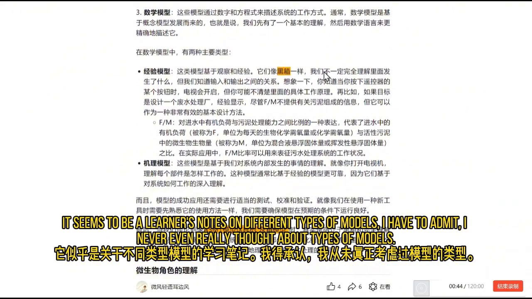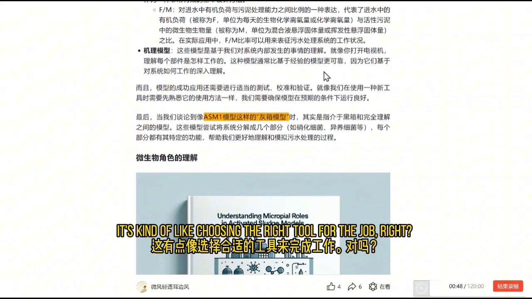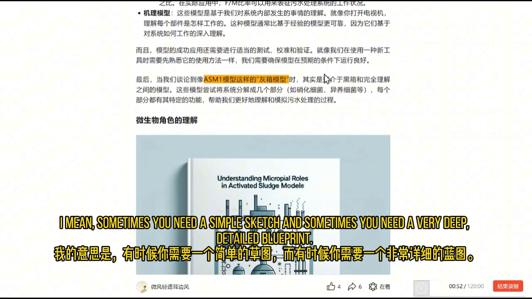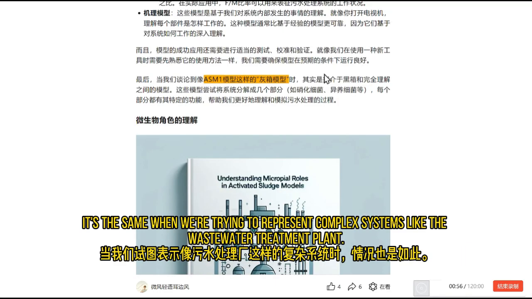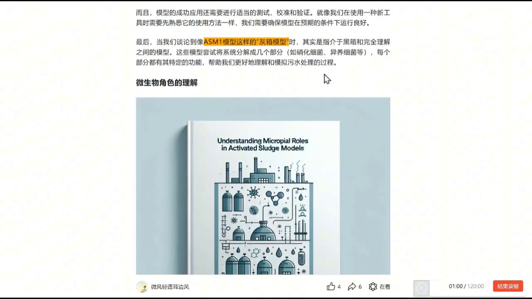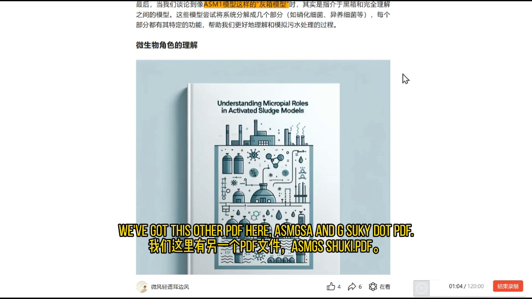I have to admit, I never even really thought about types of models. It's kind of like choosing the right tool for the job, right? Right. Sometimes you need a simple sketch and sometimes you need a very, very detailed blueprint. It's the same when we're trying to represent complex systems like the wastewater treatment plant. So where does ASM1 fit into all of this? We've got this other PDF here, ASMGSNG Shuki.pdf.